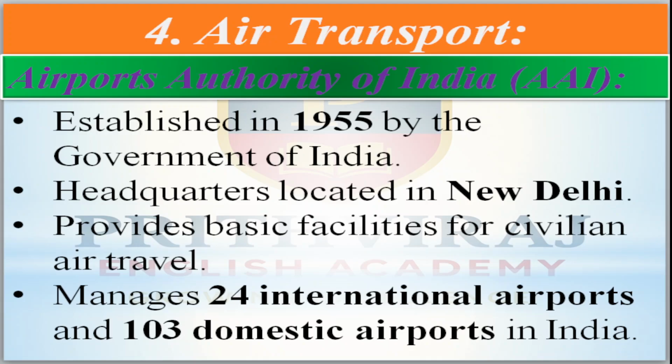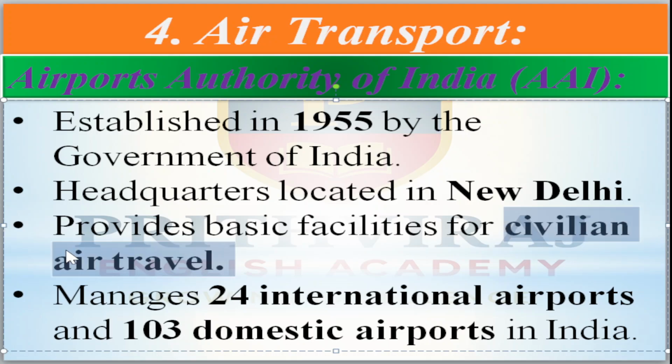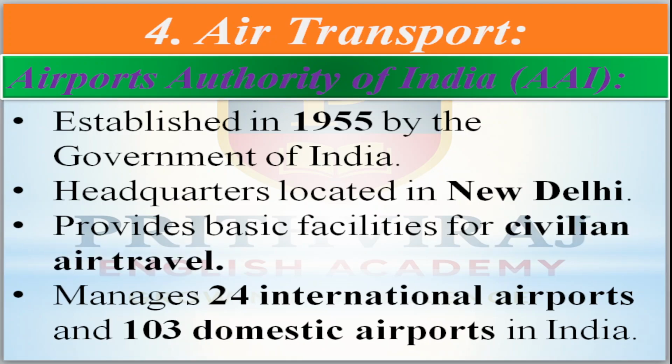It was established in the year 1955 by the Government of India. Headquarters located in New Delhi. It provides the basic facility for civilian air travel. Means we are going to provide travel to the civil, means citizens. It manages 24 international airports and 103 domestic airports in India. Airports Authority of India manages the 24 international airports and the 103 domestic airports.